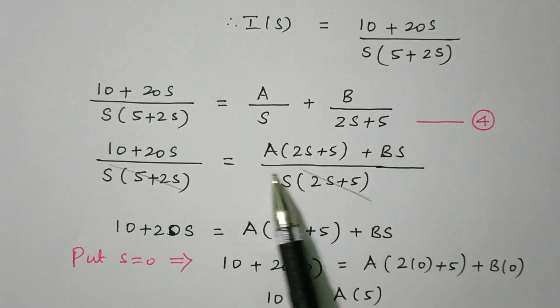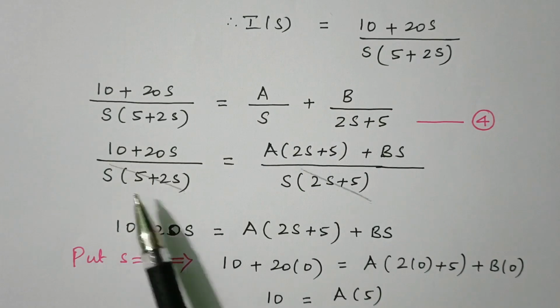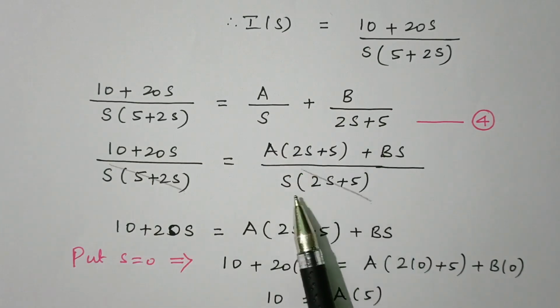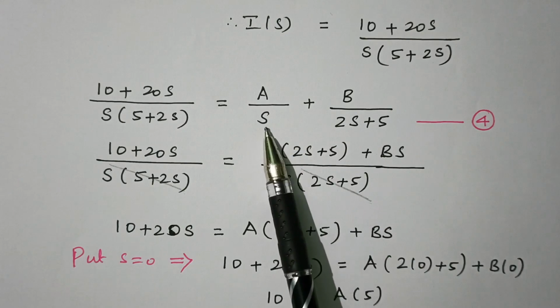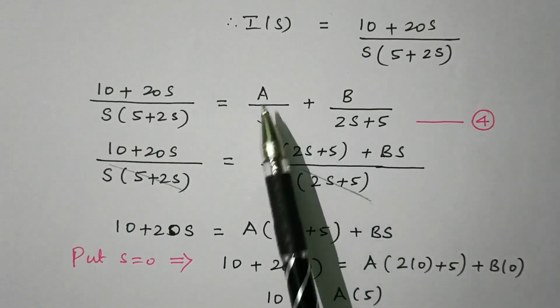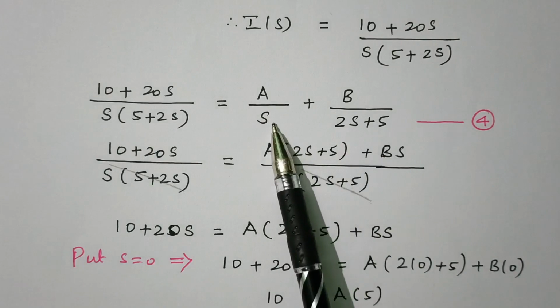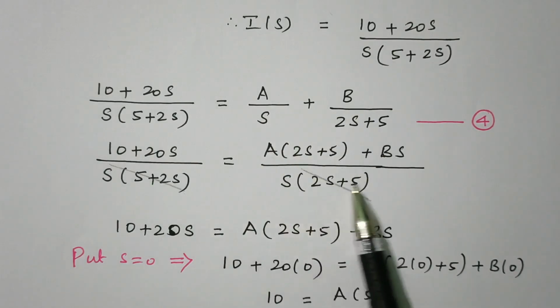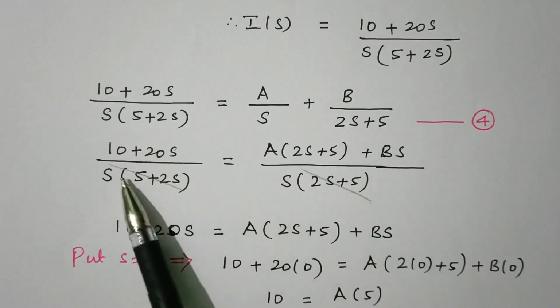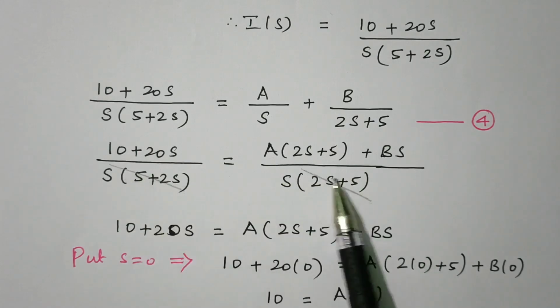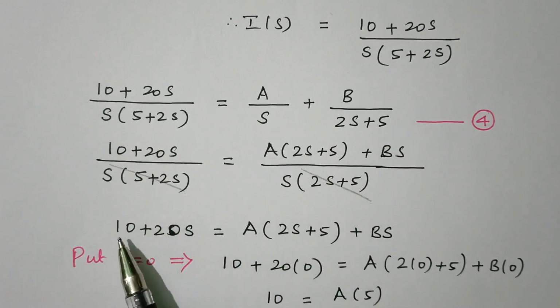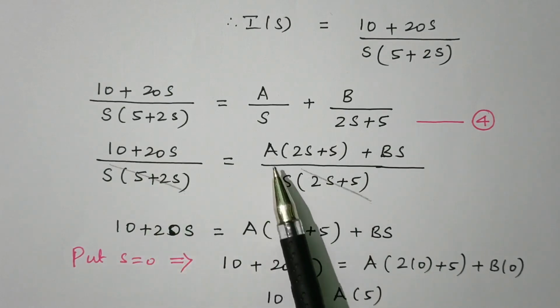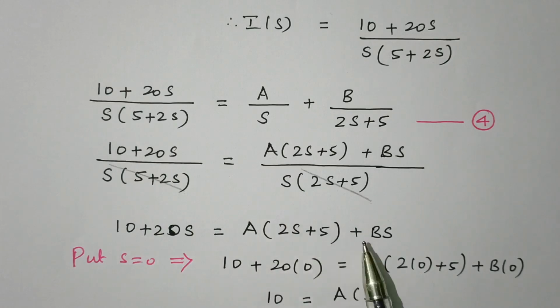Now take the LCM: s into (2s plus 5). Here s is available, so we multiply with 2s plus 5. Here 2s plus 5 is available, so multiply by s. Right? Now it becomes a single term, so these two terms are cancelled on both sides. So what we have finally is 10 plus 20s equal to A into (2s plus 5) plus B into s. Right. Now finally we got the simplified expression.